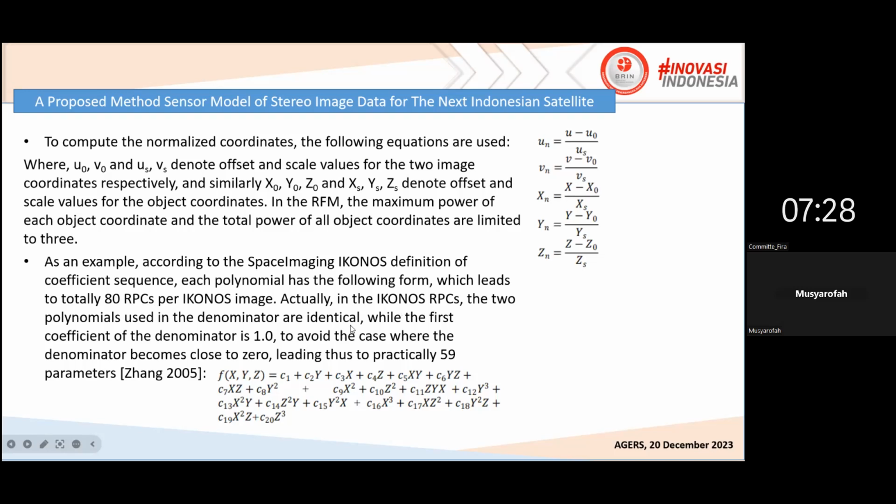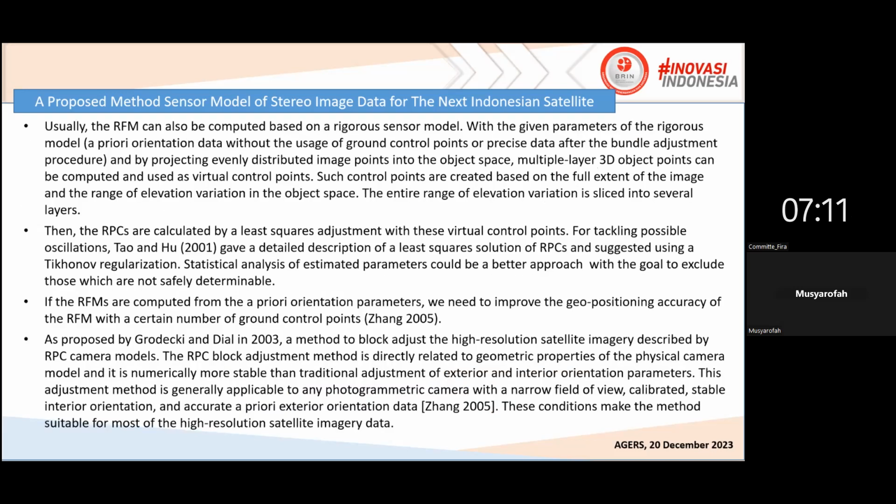Actually, in the RPC, the two polynomials used in the denominator are identical, where the first coefficient of the denominator is 1.0. To avoid the case where the denominator becomes close to 0, practically it has 59 parameters. Usually, RFM can also be computed based on a rigorous sensor model with the given parameters of the rigorous model, and by projecting evenly distributed image points into the object space, multiple layers of 3D object points can be computed and used as virtual control points.